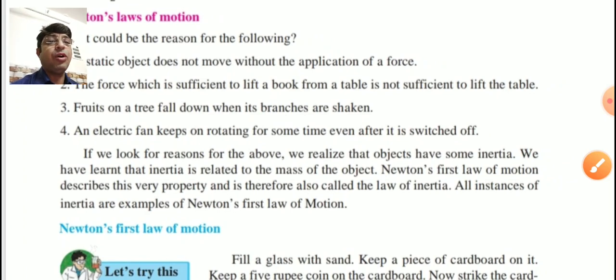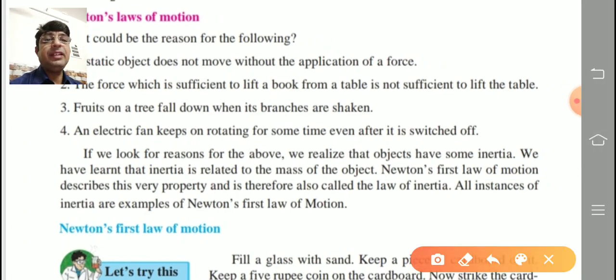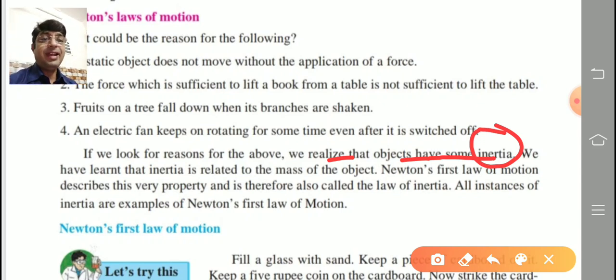If we look for a reason for the above, we realize that objects have some inertia. A new concept is introduced here, inertia. We learn in the next paragraph what is meant by inertia. We have to learn that inertia is related to what? Underline, the mass of an object.